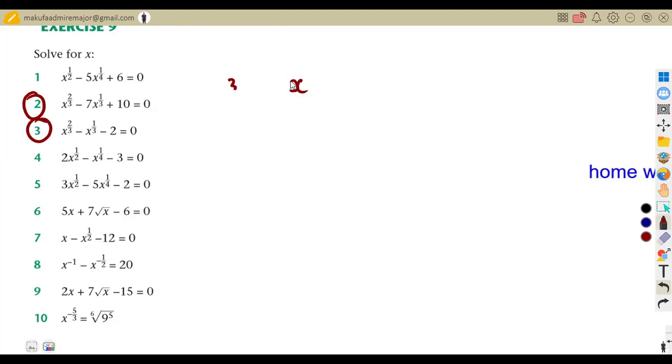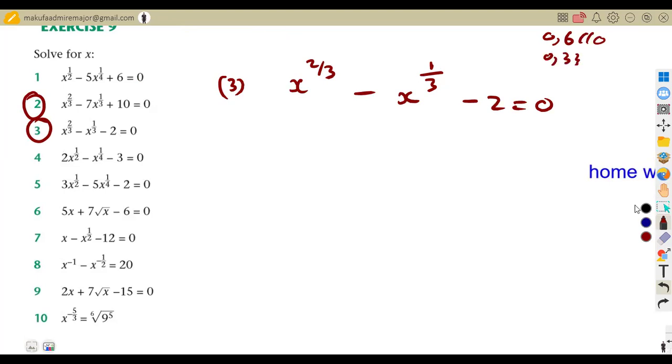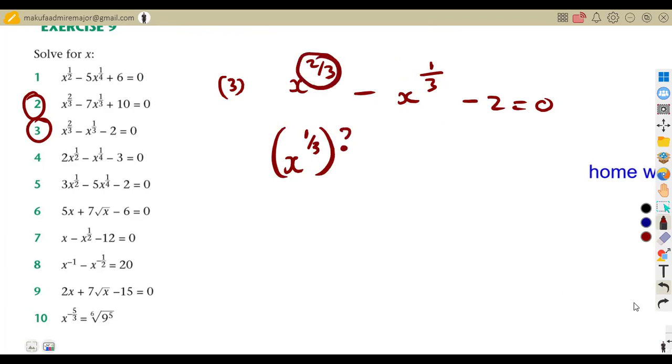x to the exponent of 2 over 3 minus x to the exponent of 1 over 3 minus 2 is equal to 0. So you see that 2 over 3 is bigger than 1 over 3. 2 over 3 is the same as 0.6666. 1 over 3 is the same as 0.3333. So if you check, 0.6666 and so on is bigger. So we said we write the bigger one in terms of the smaller one, x to the exponent of a third. So it's going to be x to the exponent of a third like this, raised to the exponent of what? So that it gives us 2 over 3.